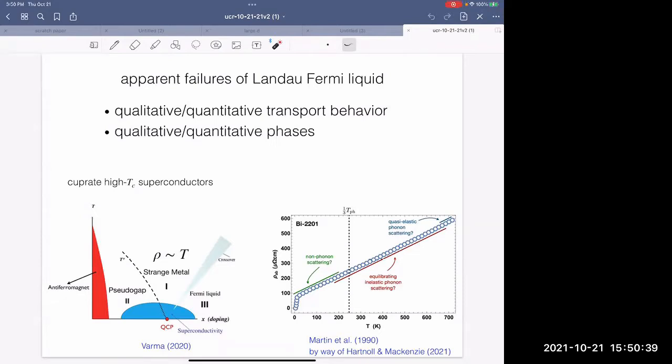Another interesting feature is that the resistivity, in particular the longitudinal resistivity, varies linearly with the temperature of the system. This should be contrasted with conventional Fermi liquid behavior, in which the temperature exponent of the resistivity is 2 or greater. And remarkably, this linear resistivity persists for orders of magnitude of temperature.